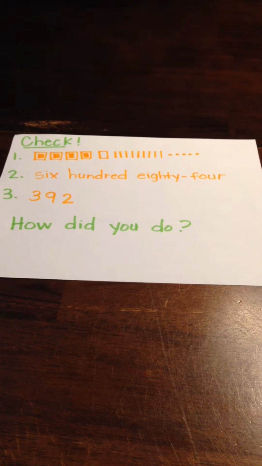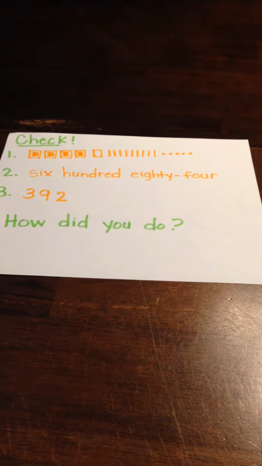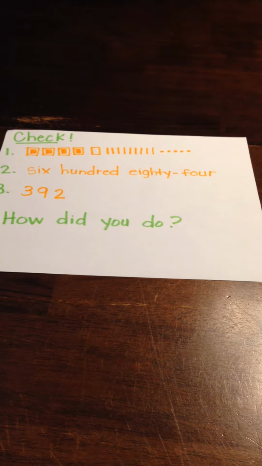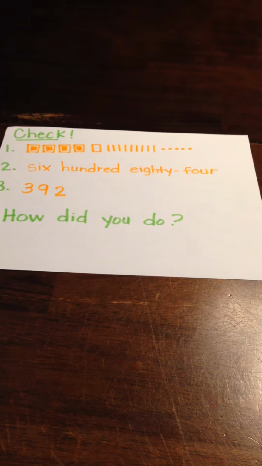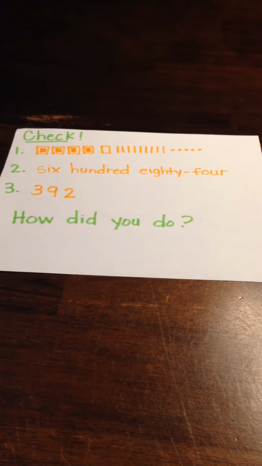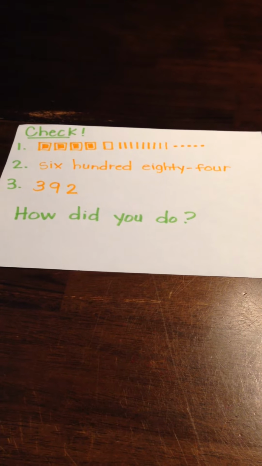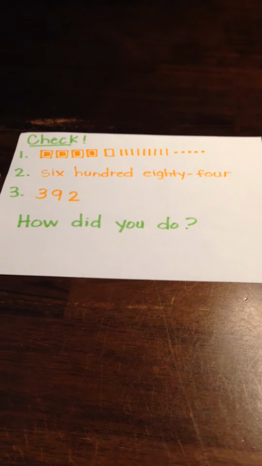Number 3, write square, square, square, stick, stick, stick, stick, stick, stick, stick, stick, stick, dot, dot in standard form. When you put the model form together, you should have gotten the number 392. How did you do?